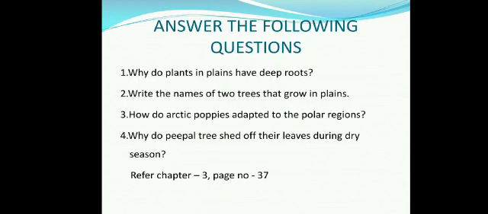Answer the following questions. Why do plants in plains have deep roots? Write the names of two trees that grow in plains. How are Arctic poppies adapted to the polar regions? Why does the peepal tree shed its leaves during the dry season? Refer chapter 3, page number 37.